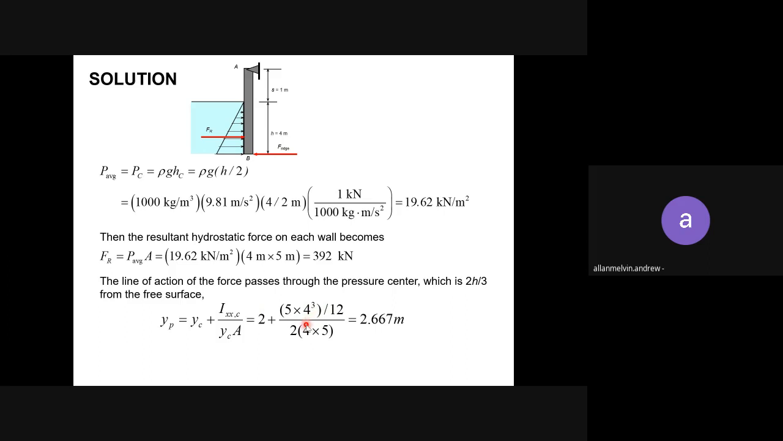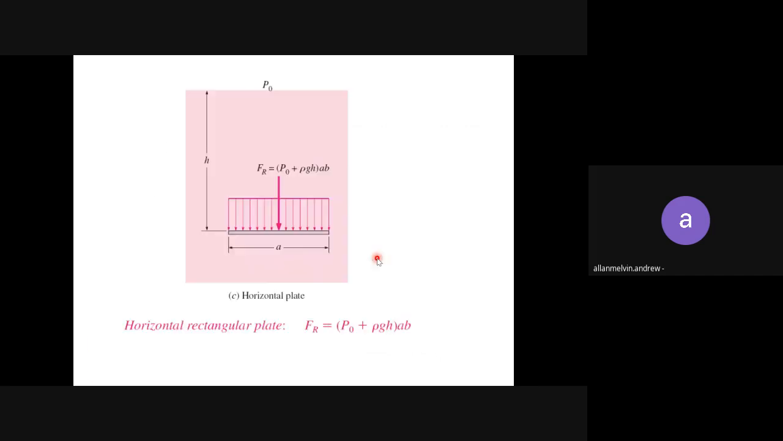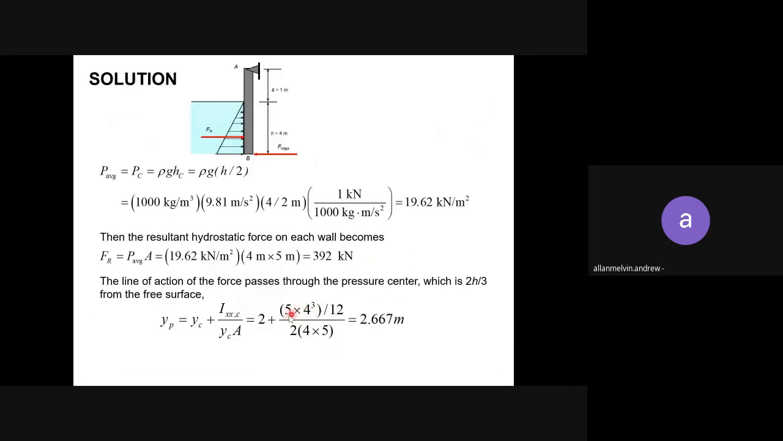So maybe you have a confusion because the formula is a b cubed. Which one do you want to take as b? So b is this part, the height in the water. So here you take 5 as the width times 4 cubed over 12, divided by Yc which is 2, and A is 4 times 5. Okay, so you solve this, you get Yp equals 2.667.